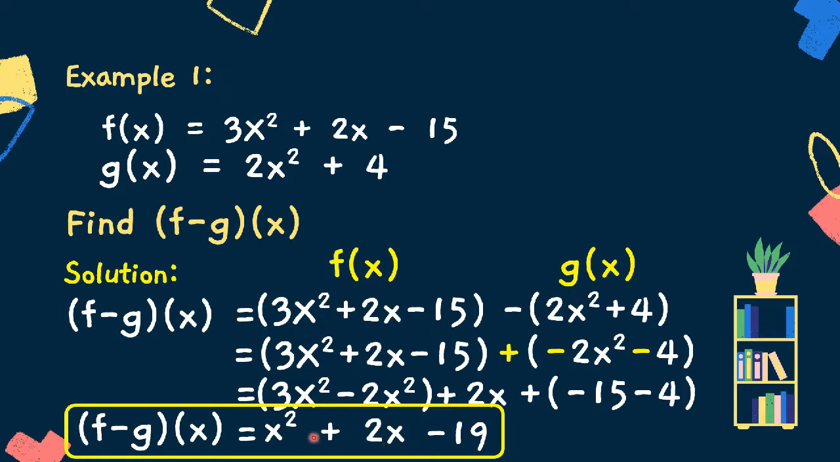Take note that in writing a polynomial, it should be in descending order, where the first term should be the term with the highest exponent. Here, the leading term has the exponent of 2, followed by 2x, which has an exponent of 1, followed by 19, which has an exponent of 0. So it is written in descending order.